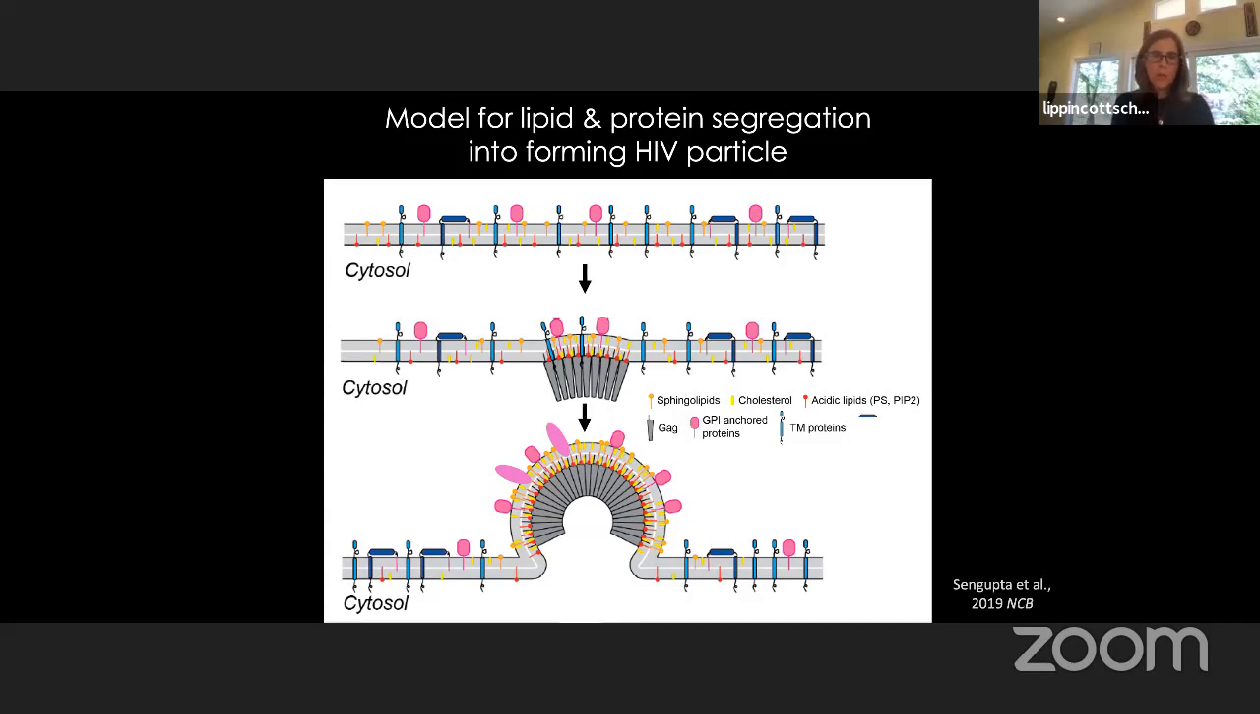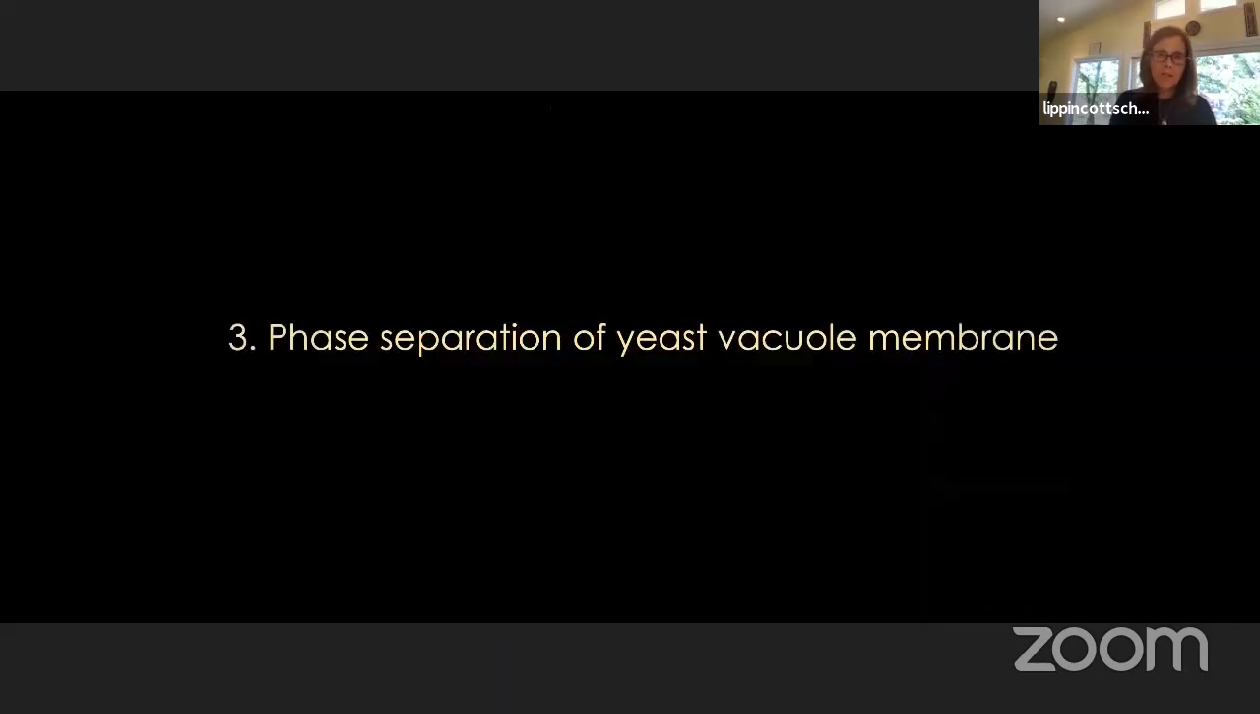Now, I want to, in the next 5 minutes to the end of the talk, go into one final area of the cell where phase separation is playing a really important role. And this role is not just sorting proteins. This role is actually driving a whole physiological state. It's in yeast, and we're going to be looking at the vacuole membrane.